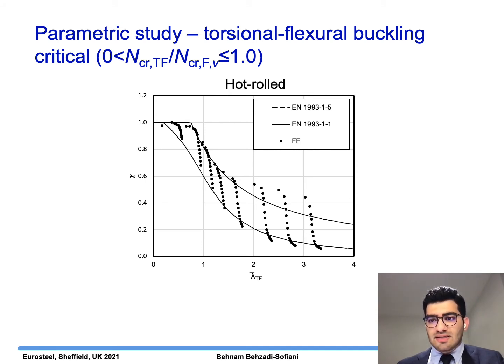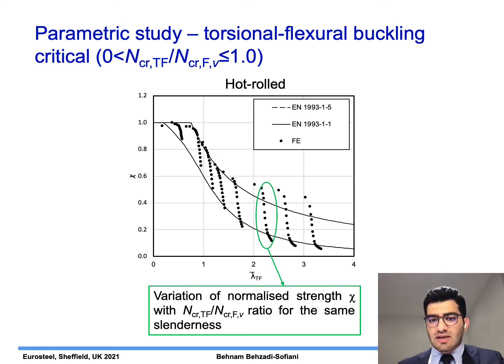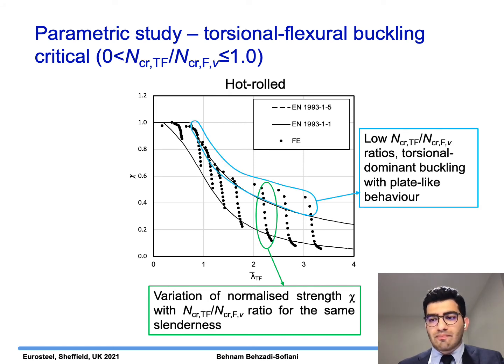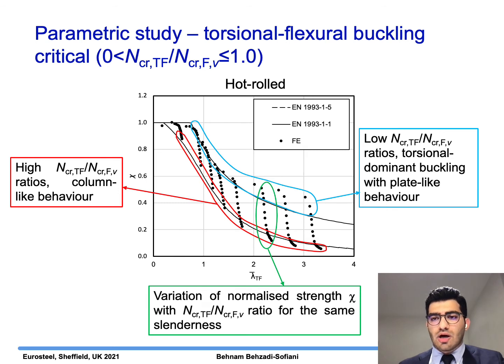where the vertical axis is the normalized ultimate strength or the buckling reduction factor, and the horizontal axis is the corresponding normalized member slenderness. In other words, the torsional-flexural member slenderness, noting that the gross area is used in calculation of both parameters. As it can be seen, for the same slenderness, the buckling reduction factor varies with the torsional-flexural to the minor axis flexural elastic buckling load ratio. More precisely, for low elastic buckling load ratios, where torsional or local buckling is dominant, angles show plate-like behavior, and when this ratio increases, angles show column-like behavior.